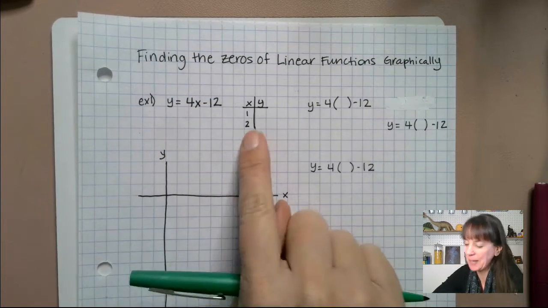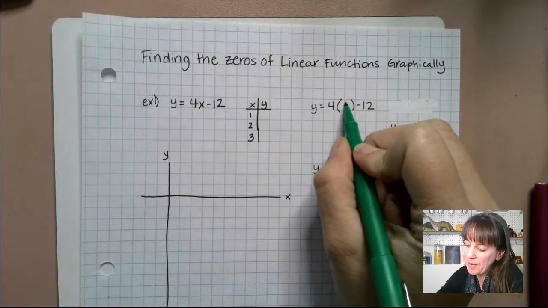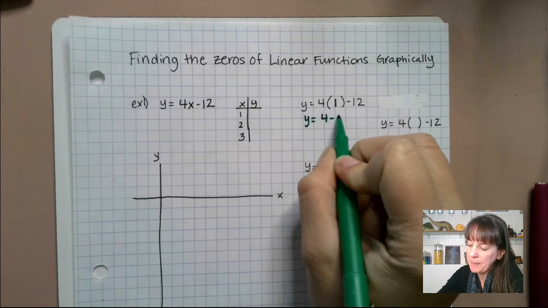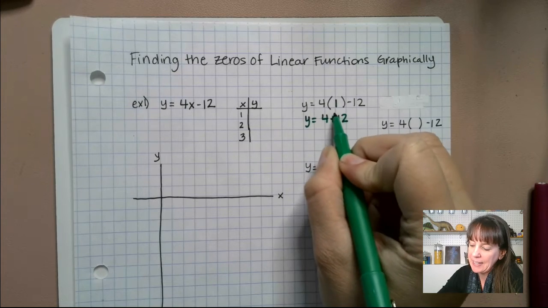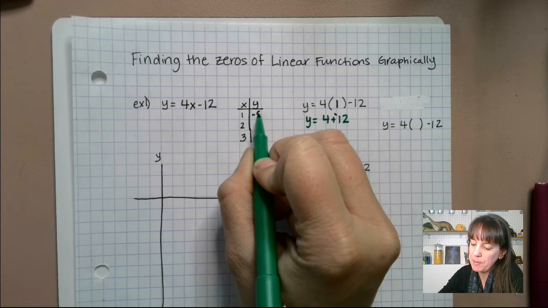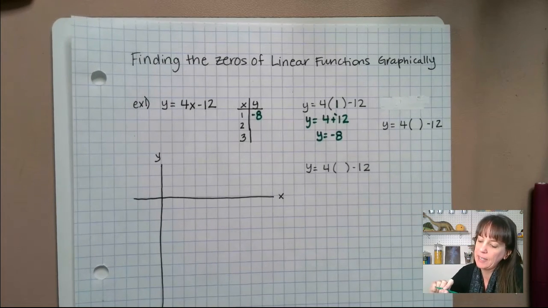Okay, so for the first one, we have 4 times 1. So we would get y equals 4 minus 12. If we add the opposite, we end up with negative 8. So when we plug in 1 for x, we get a negative 8 for y.